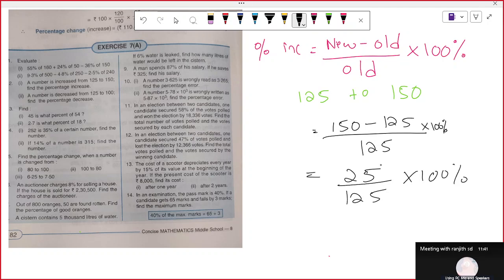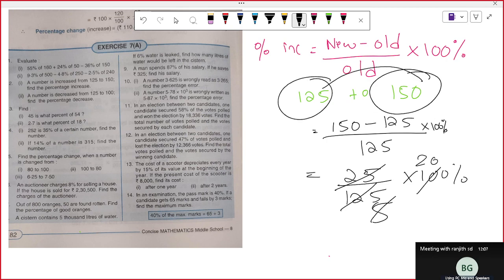Reduce this. I got it as 20%. 25 ones are 25, 5 fives are 25, so you reduce and you'll get 20%. So what's the percentage increase? From 125, it is increased to 150. The percentage increase is 20%. 20% is the increased percentage value.